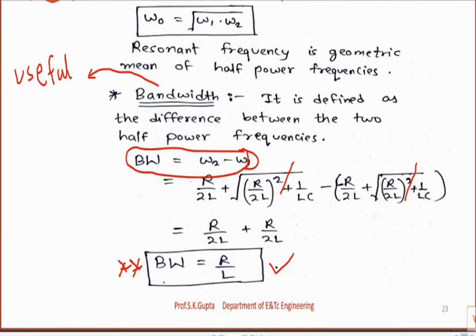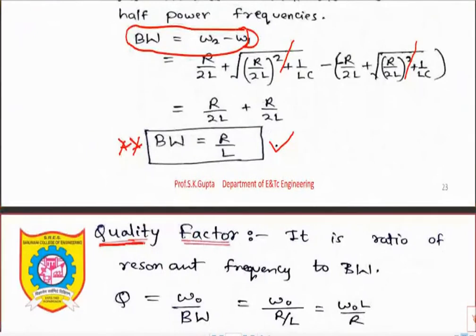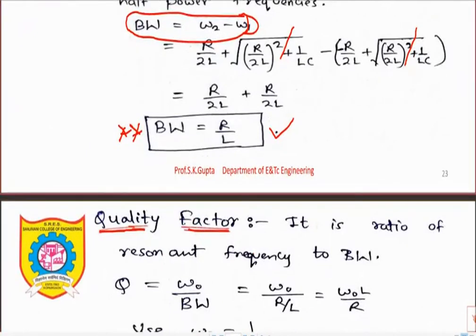Okay. So now next is quality factor. It is the ratio of resonant frequency to bandwidth. Quality factor is denoted by Q. So Q equals resonant frequency omega 0 divided by bandwidth. So just substitute the value of bandwidth. Bandwidth is R by L. So quality factor is omega 0 divided by R by L. This L will come in the numerator. So the quality factor formula is omega 0 L divided by R.